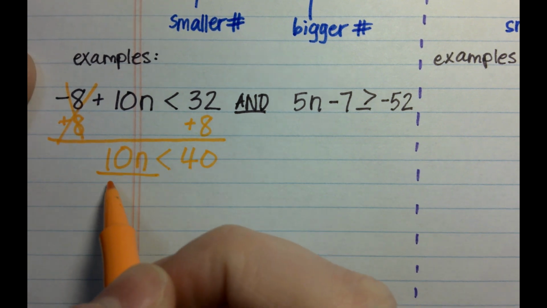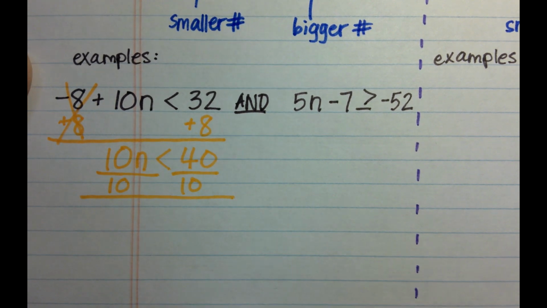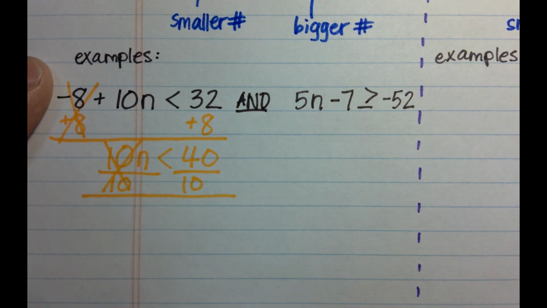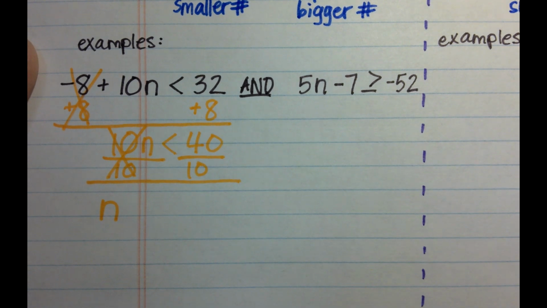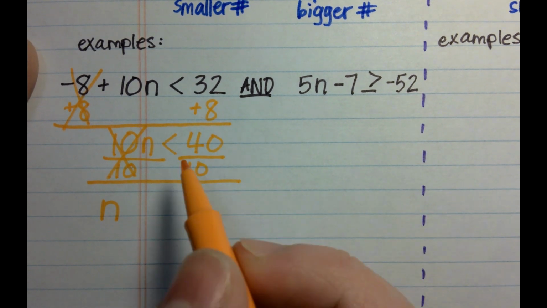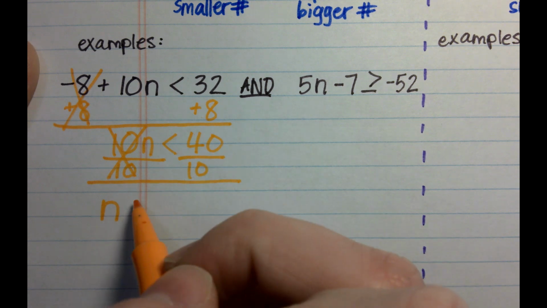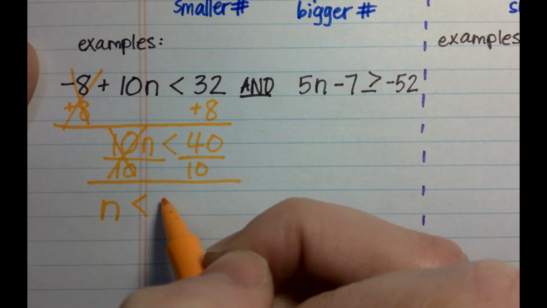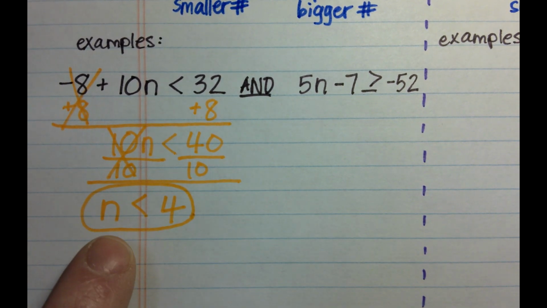Right. Good. Let's divide by 10 on both sides. So my 10s will cancel. I'll be left with n by itself, less than 4. Greater than or less than? Okay, less than 4. Yes. Less than 40 divided by 10 is 4. So that is the answer to the first part of our compound inequality. We have n is less than 4.